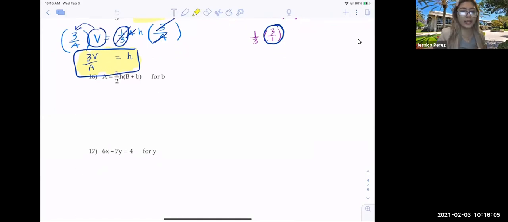What we did on Monday was we talked about linear equations, how to solve linear equations and rational equations. So today we're going to continue to solve equations and then we're going to move to inequalities.